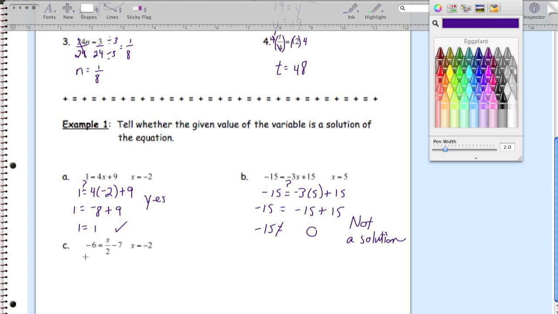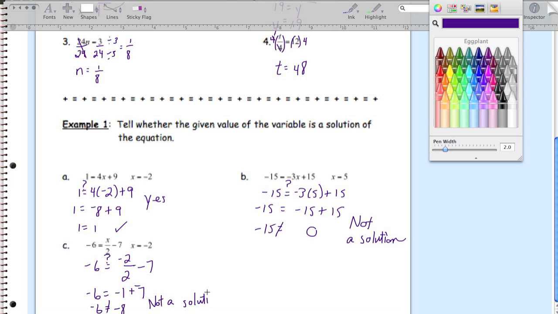And then let's take a look at letter C, substituting in -2. So I have -6. Does it equal -2 divided by 2 minus 7? So -2 divided by 2 is -1 minus 7. -6 on the left. -1 minus 7 is the same as plus a negative, if you don't remember that. So -1 plus -7, -8, so no, not a solution.